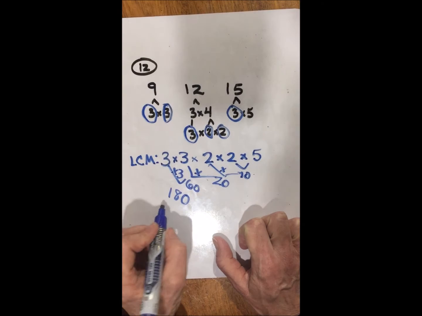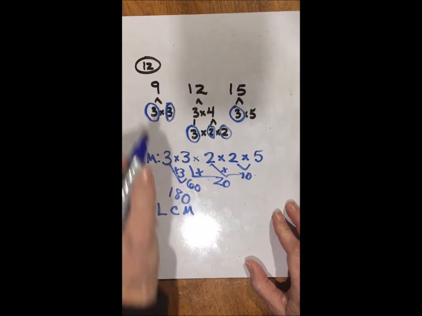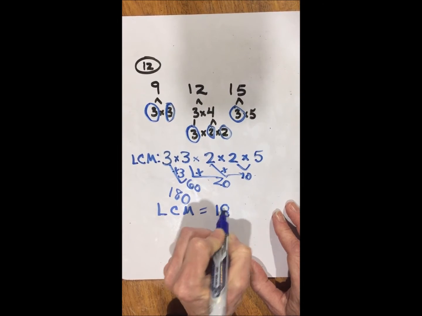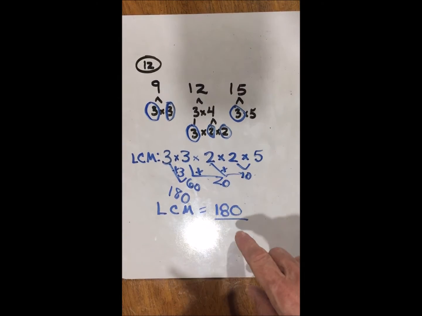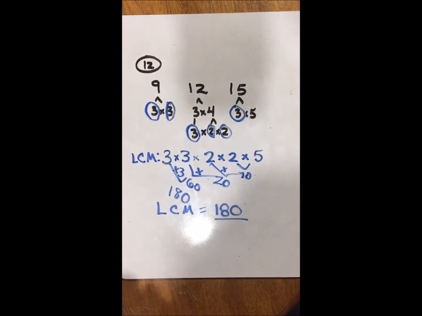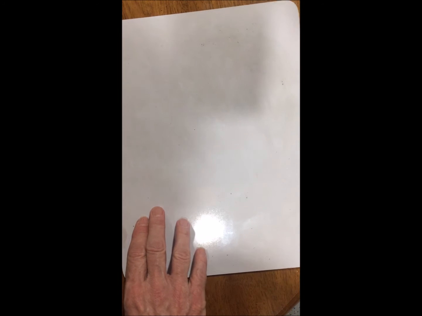The final LCM for 9, 12, and 15 is 180. That's pretty big. But that's the smallest thing that all 3 of those numbers can go into. Isn't that interesting? Okay, let's try another 1 or 2, and we'll be done. Maybe one more. Let's see if there's a word problem.